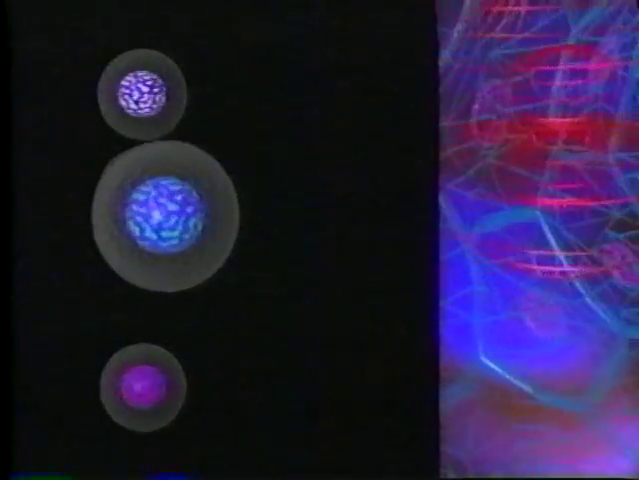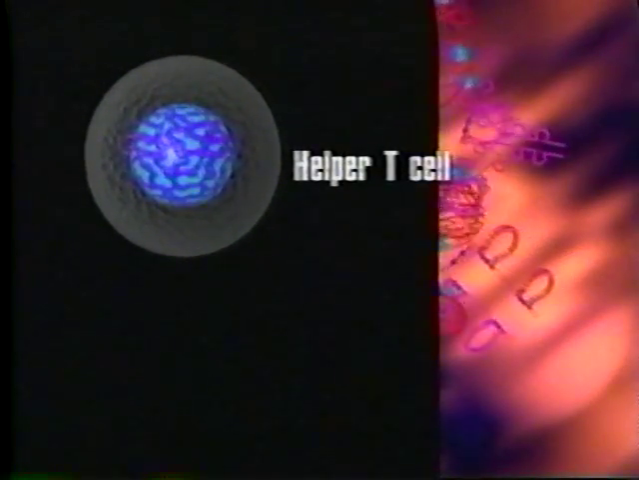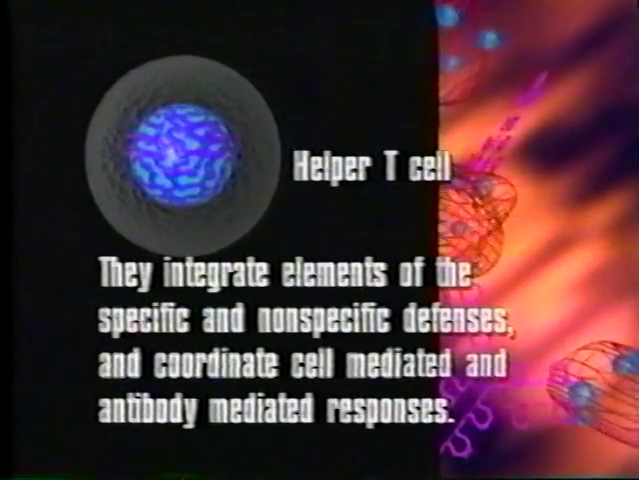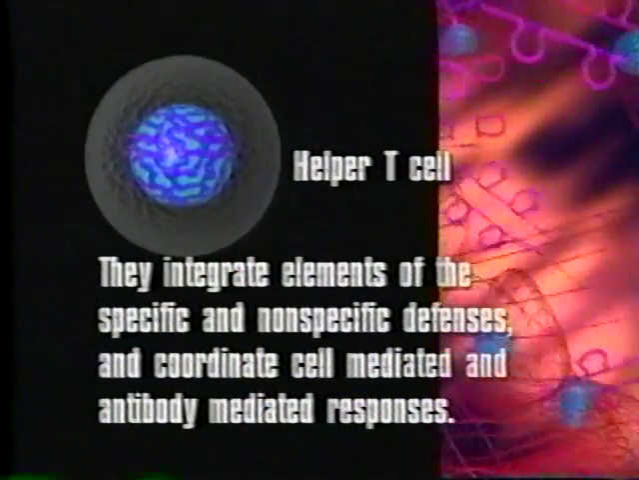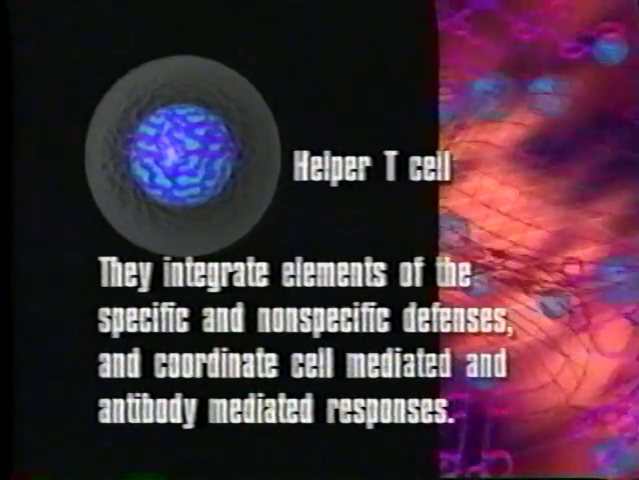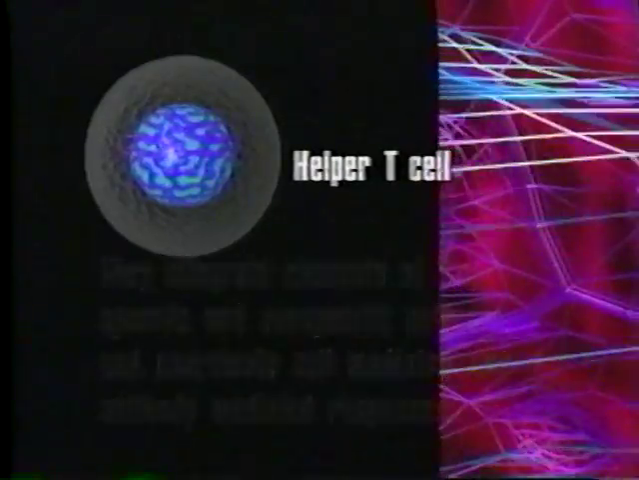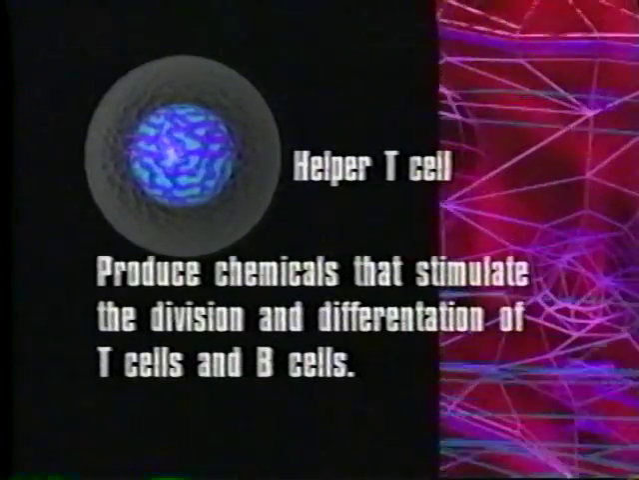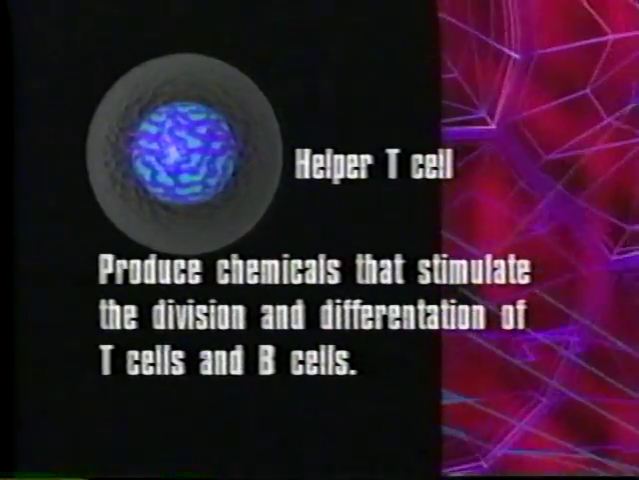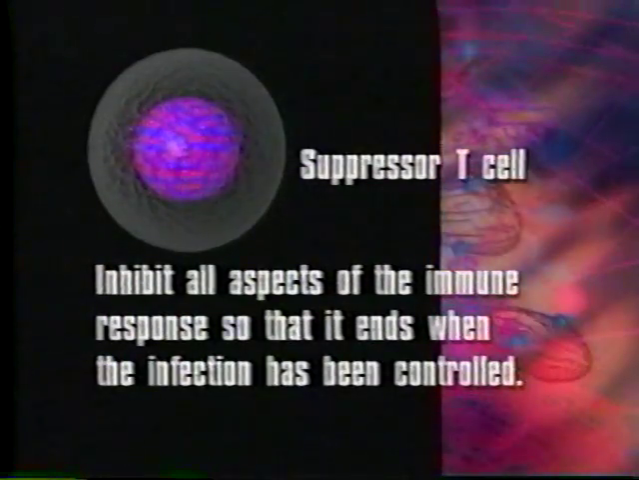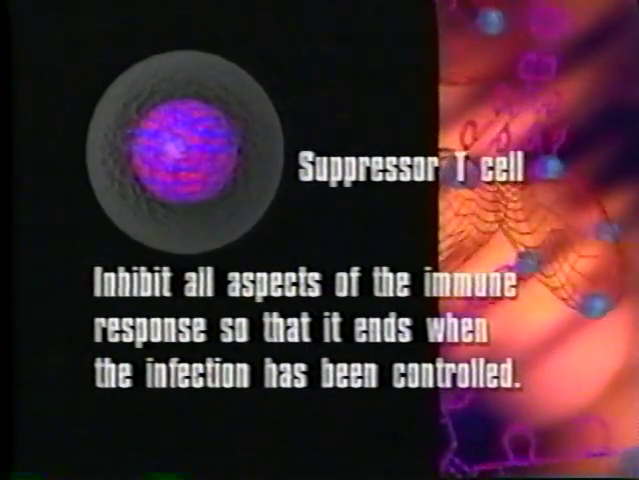Helper T cells are the commanders of your defensive forces. They integrate elements of the specific and nonspecific defenses and coordinate cell-mediated and antibody-mediated responses. Helper T cells also produce chemicals that stimulate the division and differentiation of T cells and B cells. And lastly, suppressor T cells inhibit all aspects of the immune response so that it ends when the infection has been controlled.